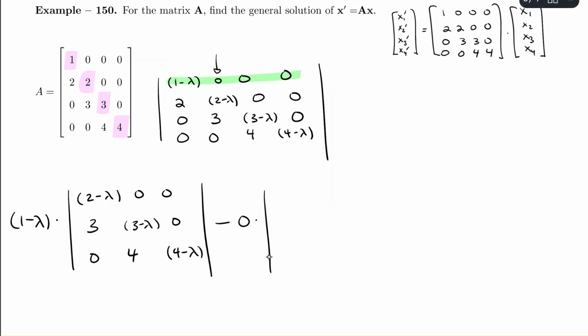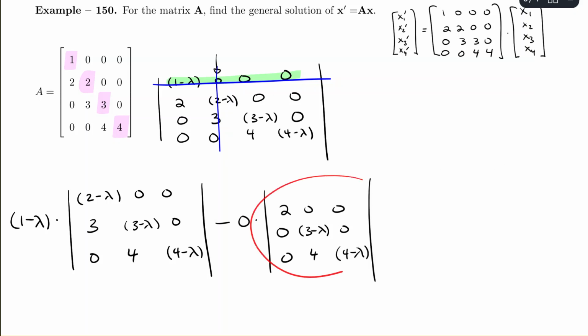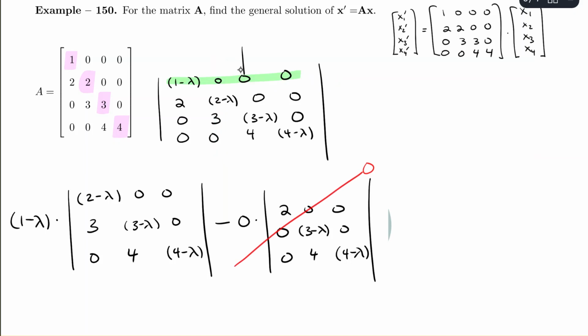0 times this determinant. But the nice thing is, even if I wanted to, I could write it down, and I would get 2, 0, 0, 0, 3 minus lambda, 0, 0, 4, 4 minus lambda. But whatever this determinant is, when I multiply it by 0, the whole term goes away. Okay, and then we go along the next item, which for us would be 0 again, and you see the same thing's going to keep happening. We're going to say 0 times whatever this determinant is. Anything times 0 is 0.